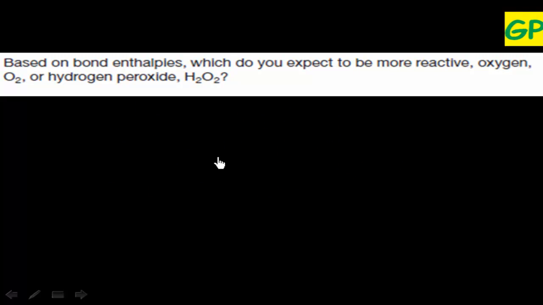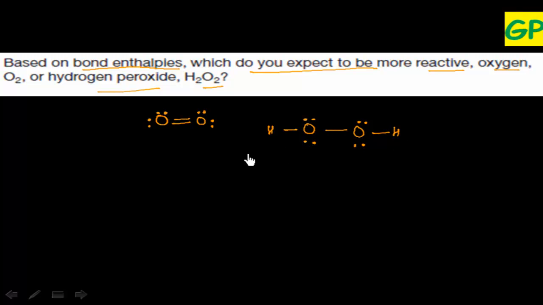Let us do one exercise. Based on bond enthalpies, which do you expect to be more reactive, oxygen or hydrogen peroxide? So we have O2, and this molecule is hydrogen peroxide, H2O2. Now our task is to decide which molecule is more reactive, and this is easy. This can be done on the basis of bond enthalpy.